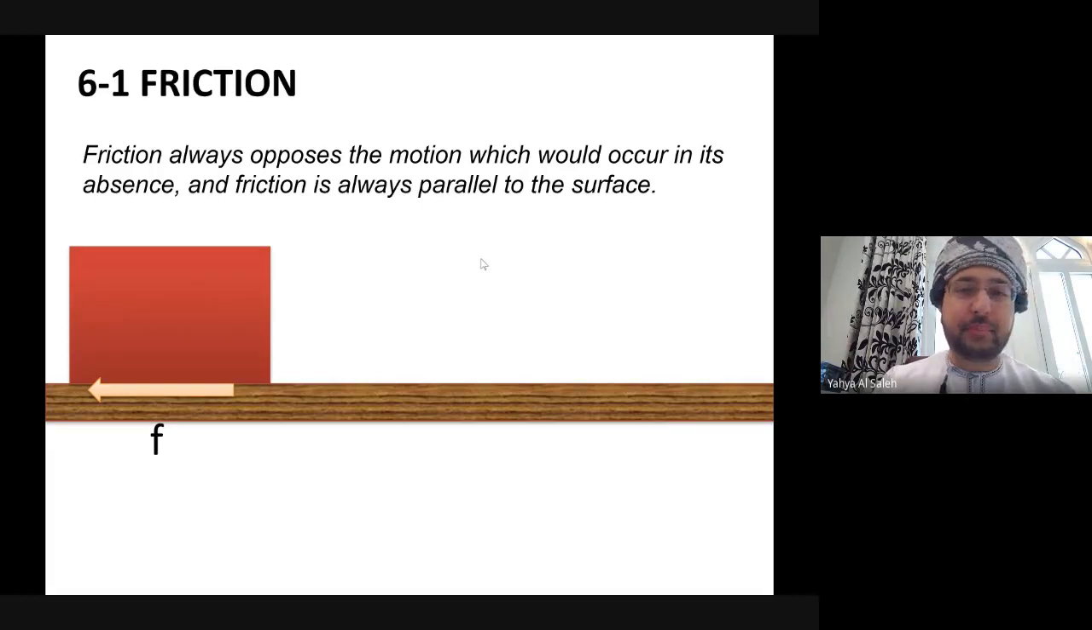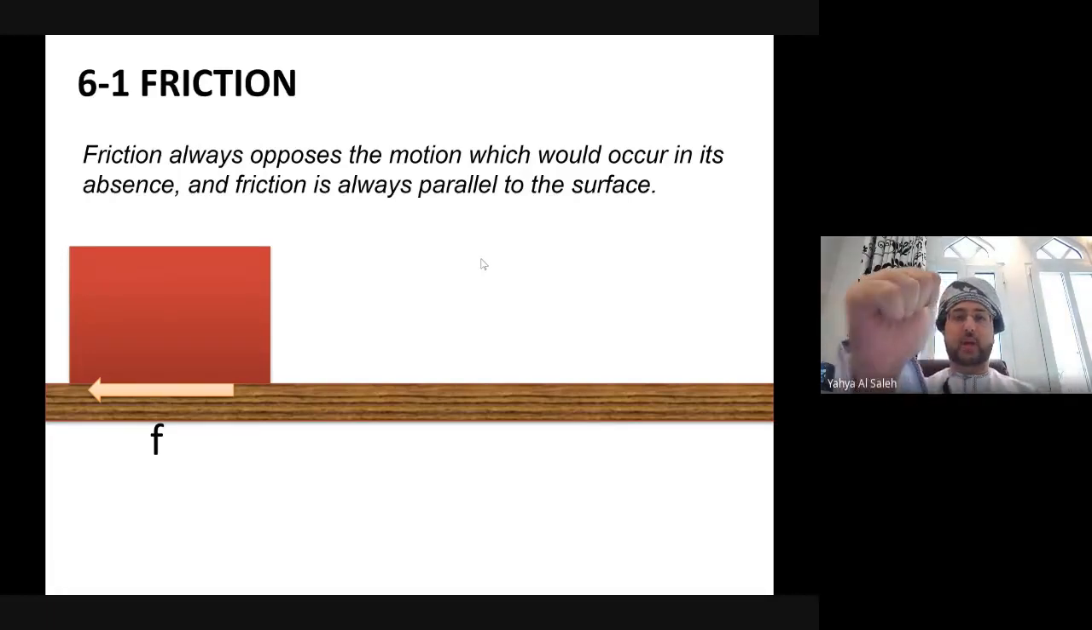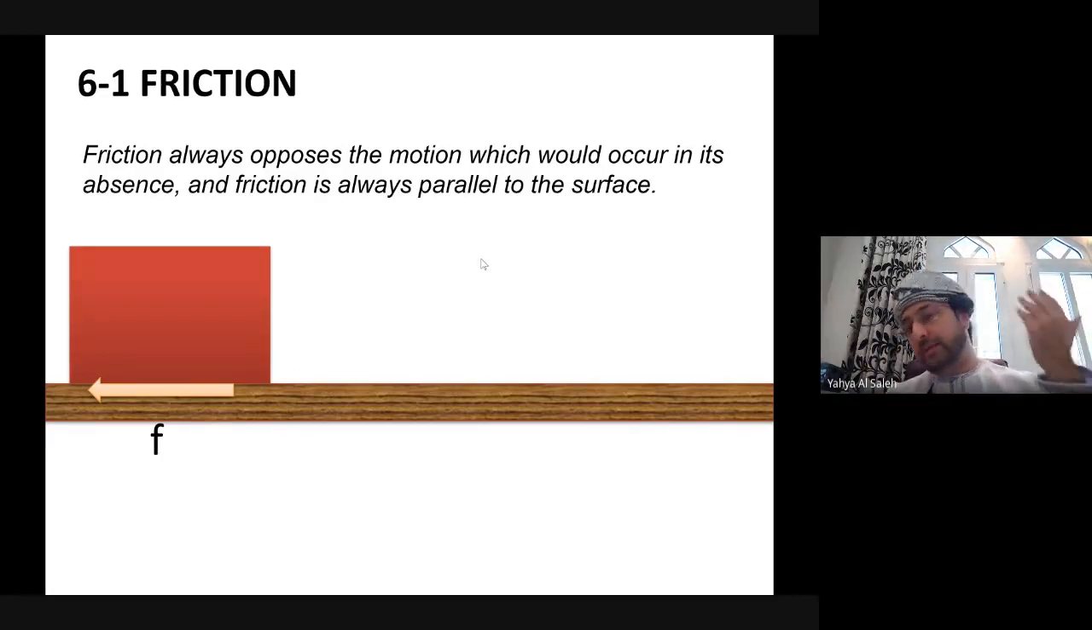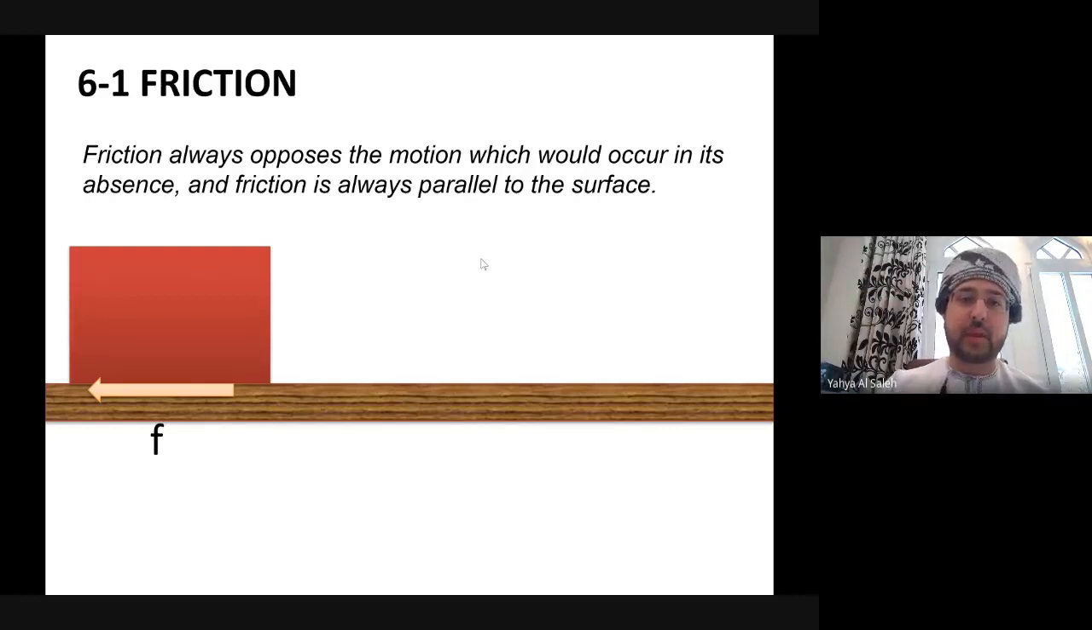What does this mean? Okay, it means that, say, I want to go in this direction. Friction is a pain, so it would act exactly in the opposite direction. It wants to stop whatever I am doing. If I am going in this direction, then it will act in this direction. If I'm going left, it's going to act right. If I'm going right, it's going to act left. It only has one purpose in life, which is to make our life complicated. It wants to stop motion.